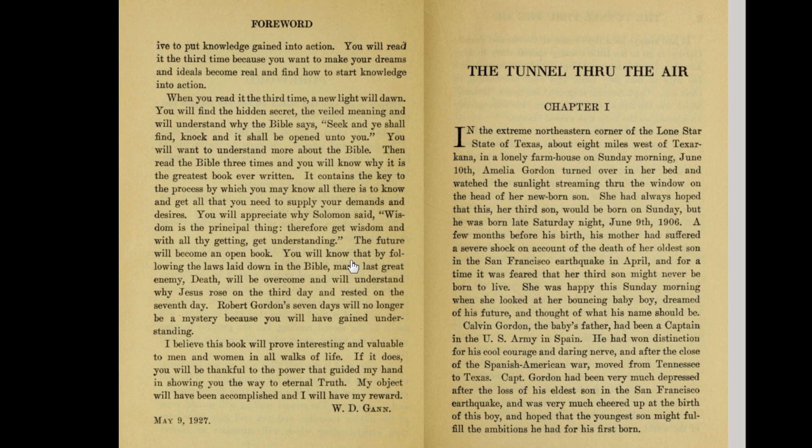It says in the foreword to read the book 3 times. It mentions 3 days and 7 days. Robert Gordon, 7 days. Jesus rose on the 3rd day, rested on the 7th day. So it's bringing up numbers here, 7 and 3 specifically. So you might do things like divide 484 by 3, see what that comes out to, 484 by 7. See what that comes out to. Make note of things like that. Okay.